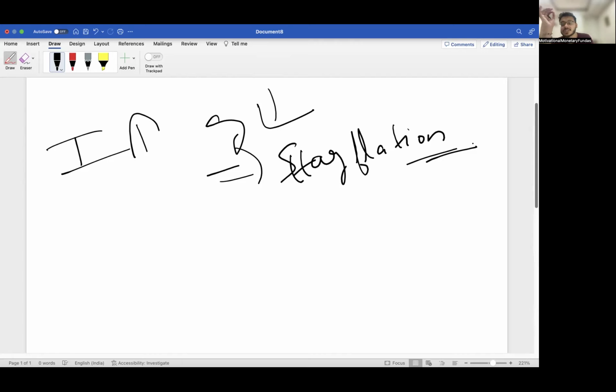And the economy which is selling off its bonds by the highest margin is China. China has been dumping its bonds, billions and billions of dollars worth of bonds have been dumped by China.